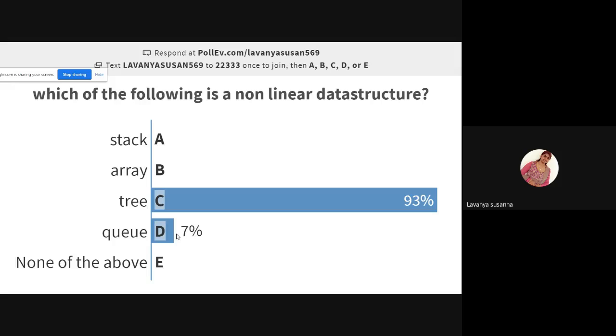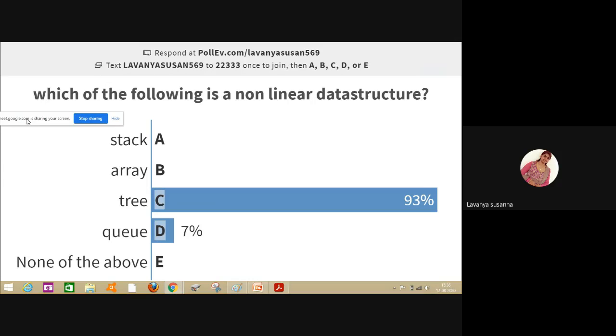7% have answered Q. Q is not a non-linear data structure. The examples of non-linear data structure are tree and graph. Just now I have explained. Q is wrong. Tree is the answer. 93% have answered correctly. Very good. You are listening to the class. Thank you.